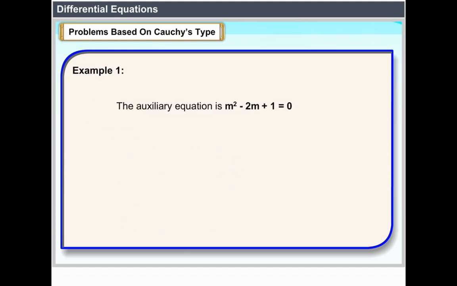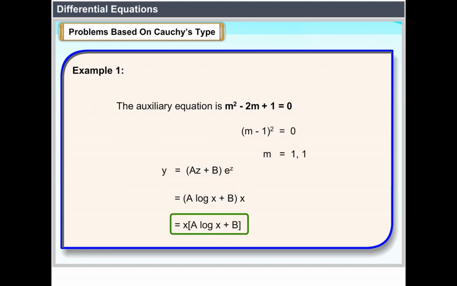The auxiliary equation is m square minus 2m plus 1 equal to 0. Then (m minus 1) the whole square equal to 0. Then we are getting m equal to 1 comma 1. y equal to (az plus b) into e power z, equal to (a log x plus b) into x, equal to x into (a log x plus b).